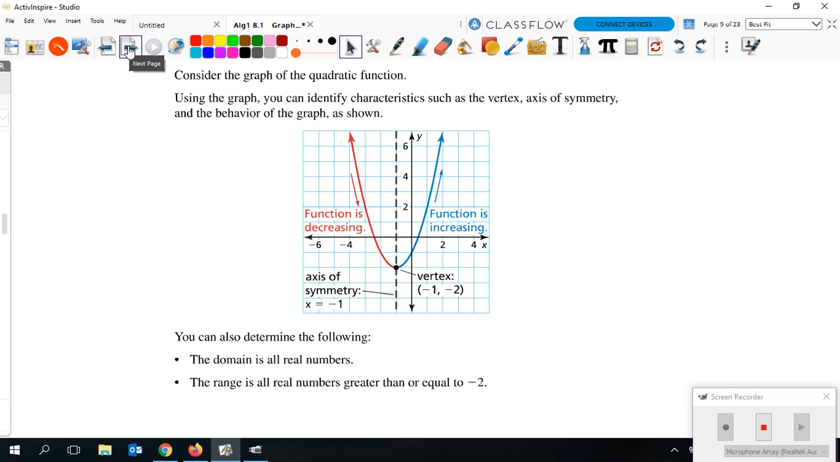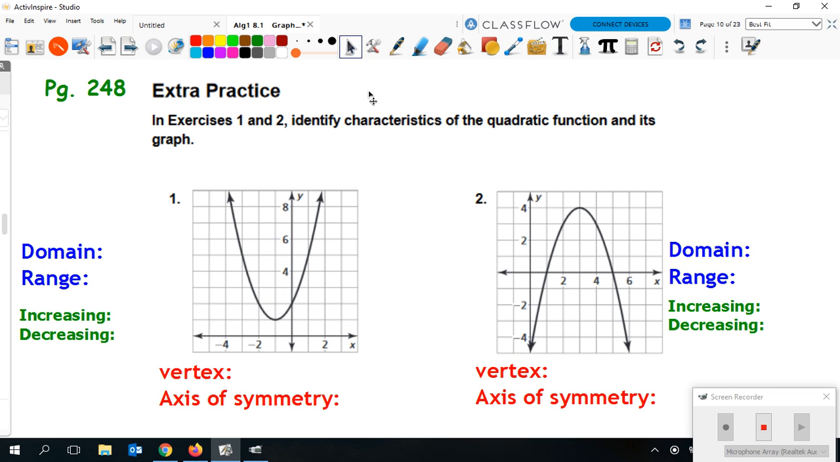All right, so let's go ahead and look at a couple extra practice problems, number 1 and number 2 on page 248. I'm going to give you a chance to do these. You need to answer basically everything here. What is the vertex? What is the axis of symmetry? What is the increasing and decreasing? What is the domain and the range? So those 6 things, just answer that for number 1 and for number 2, and then play it to see if you are correct in answering all of these 6 different things. So go ahead and pause the video and try number 1 and 2 by identifying all the characteristics of each of these quadratic functions.